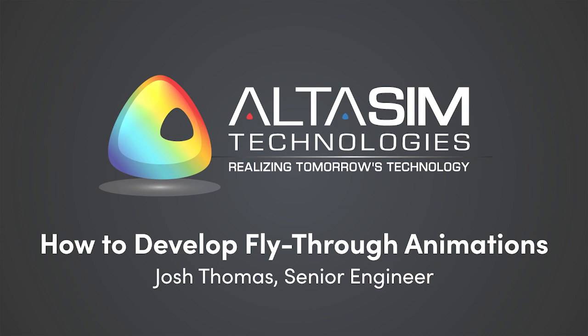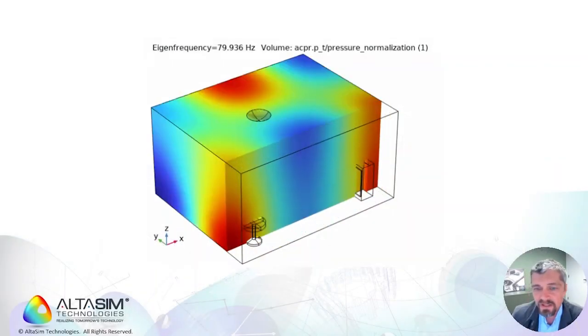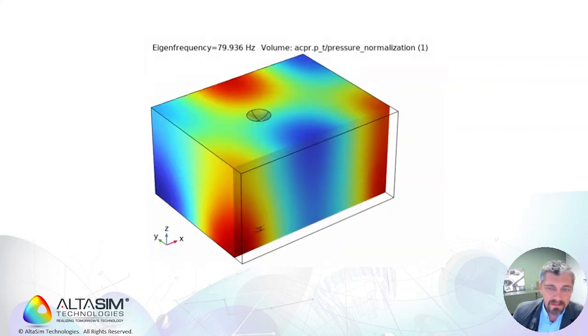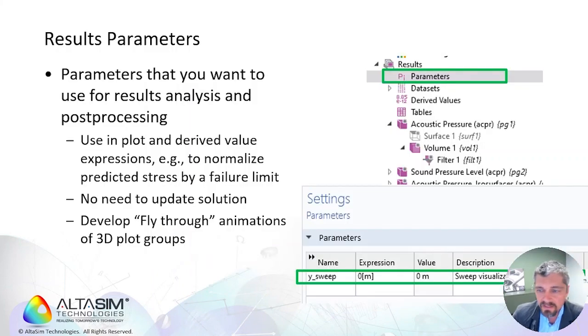In this tips and tricks video, I'm going to show you how to develop fly-through animations like this. The trick is, once you have your results stored in your data set, to define a results parameter that will be used to govern a filter of your plot group, and then the animation feature to develop the visualization. So the first step is to define the results parameter.